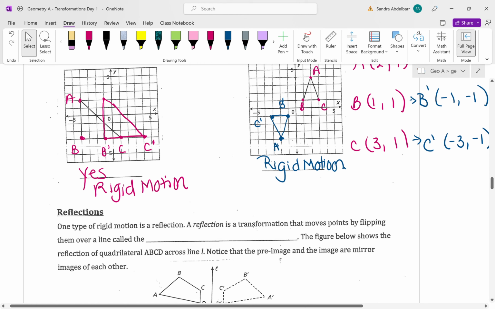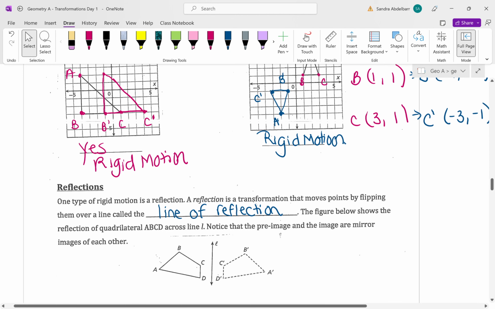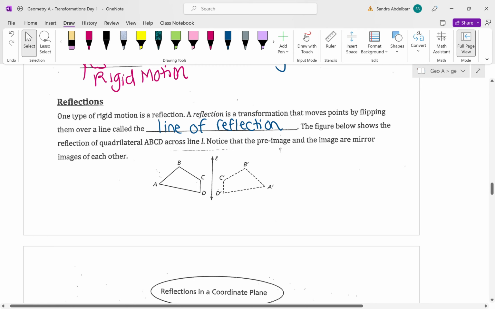One type of rigid motion is a reflection. A reflection is a transformation that moves points by flipping them over a line called the line of reflection. The figure below shows the reflection of quadrilateral ABCD across line L. Notice that the pre-image and image are mirror images of each other. So when we're dealing with reflections, you have a line of reflection. Wherever that line of reflection is, you're creating a mirror image on the other side of that line of reflection.